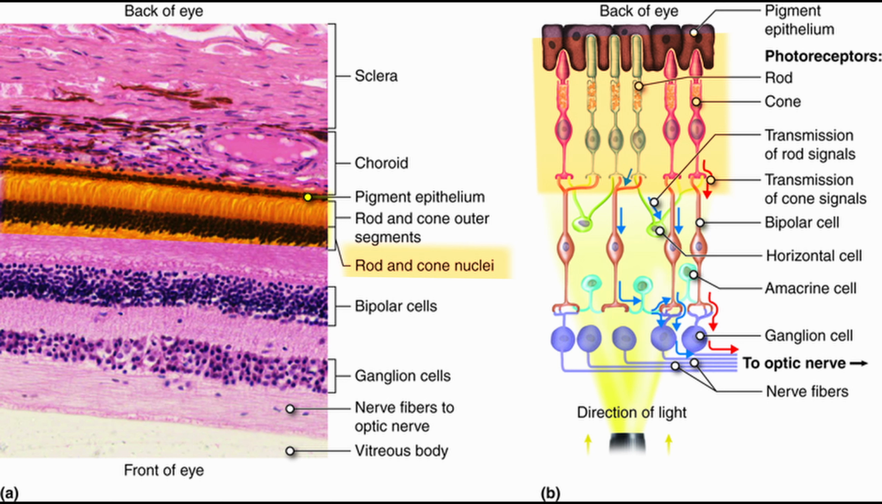Rods and cones transform photons of light into electrochemical signals. Rods are very sensitive to light and only transmit shades of gray. Cones produce fine and detailed colored photos. Cones contain three types of opsins that detect three colors: red, blue, and green.